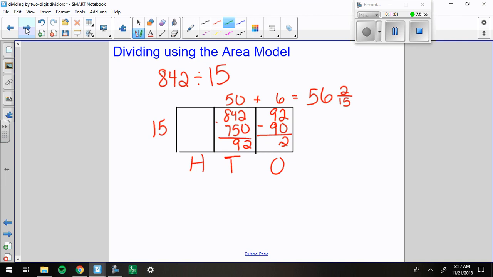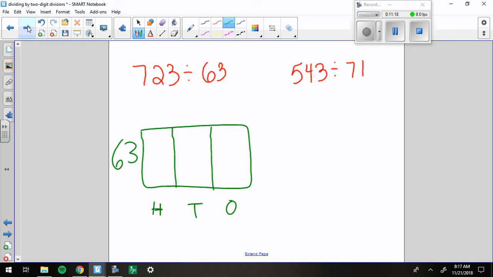If you look at the area model, it's pretty much the same as with a one-digit divisor, except we're probably not going to need this hundreds block too many times. All right? Let's try two. I'll walk you through one. You'll do one on your own. Okay? So let's walk through number 9 here. 723 divided by 63. So I have 63 here on my side.